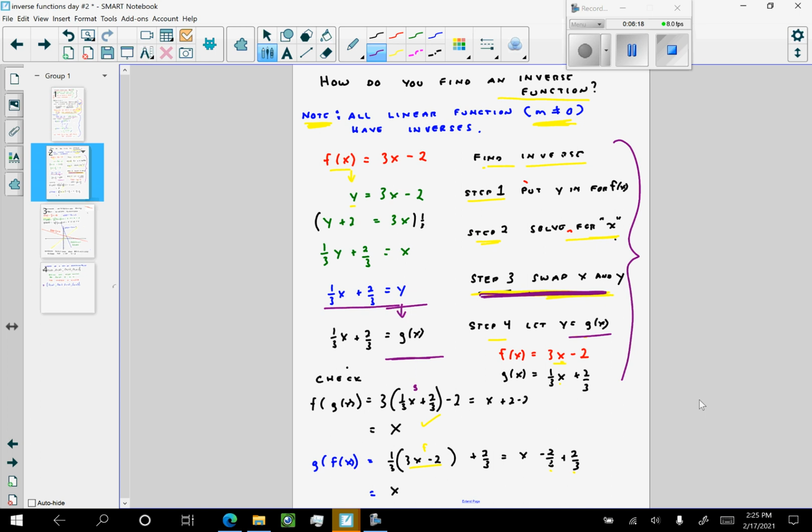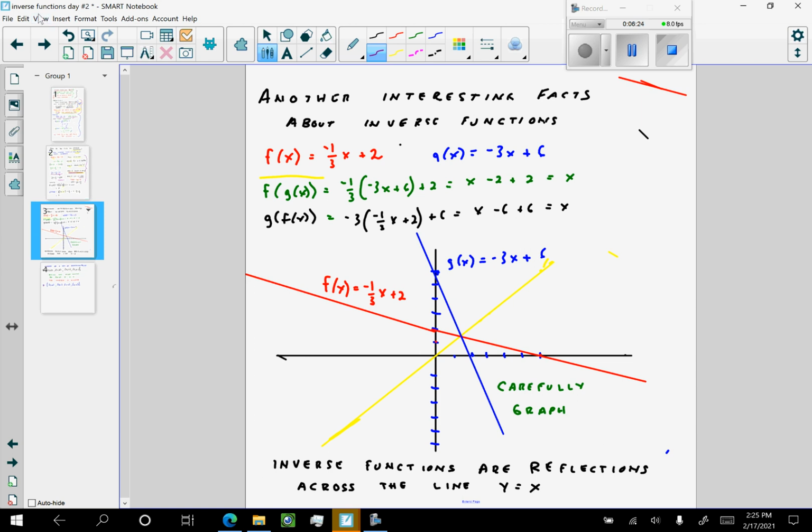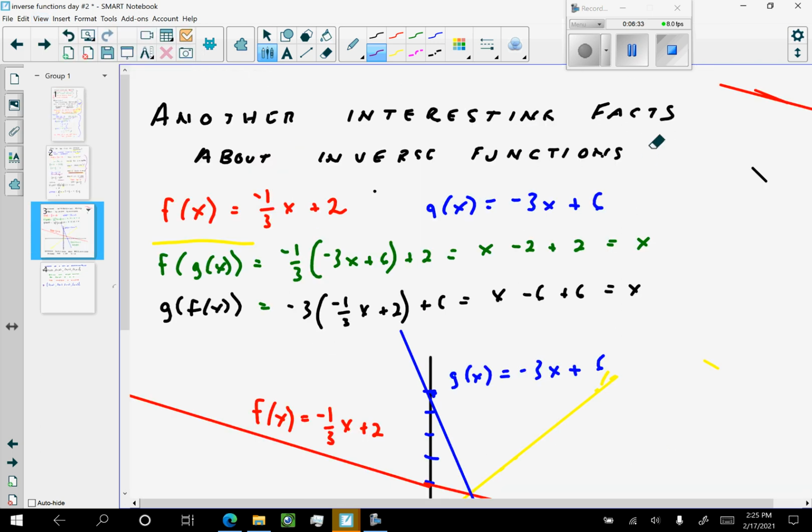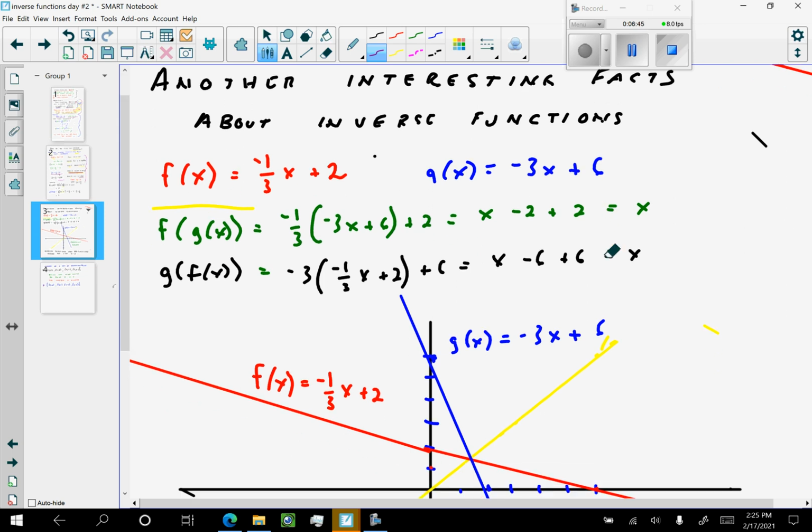Okay, let's do the next. The next page is probably the hardest, and it's not that hard. And here we go right here, 300. So another interesting fact about inverse functions is that the graph of one is the reflection of the other about the line y equals x.